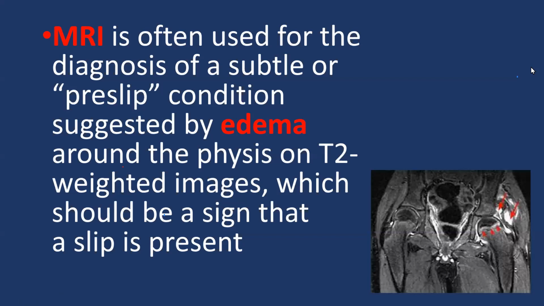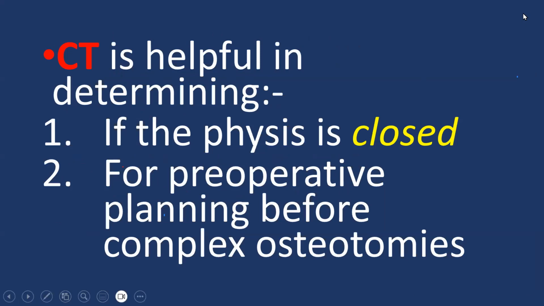MRI is often used for the diagnosis of a subtle or pre-slip condition and suggested by edema around the physis on T2 weighted images, which should be a sign that a slip is present. CT is helpful in determining if the physis is closed for preoperative planning before complex osteotomies.